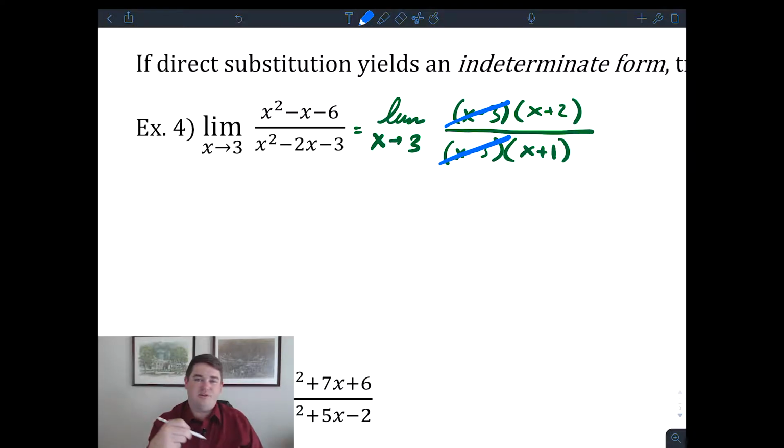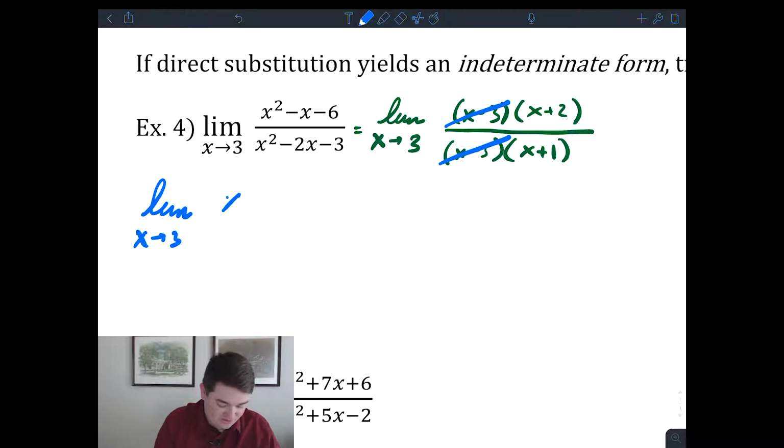and sure enough, when I factor this, what I see is that these x minus 3 terms cancel out. If you think back to pre-cal or algebra 2, this is a rational function with canceling factors. So what that means is that this graph has a hole in it at 3, which is why I couldn't plug in 3. So after canceling, what am I left with here? I've got the limit as x approaches 3 of x plus 2 over x plus 1.